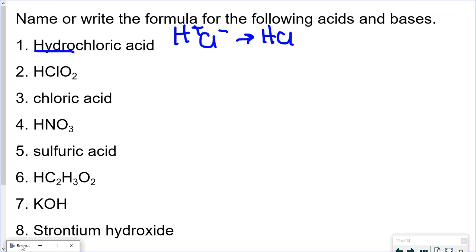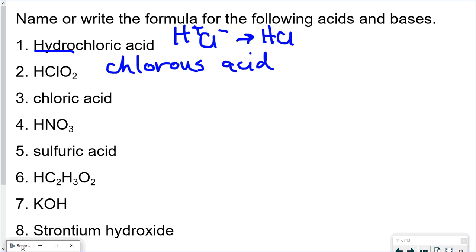Look at number 2. We have HClO2. If you look up ClO2, this is chlorite with an ITE ending. So remember, that means that it's going to use the root of the word, that second rule, so it's going to have the chlor, and it's going to end in OUS acid. So this will be chlorous acid.